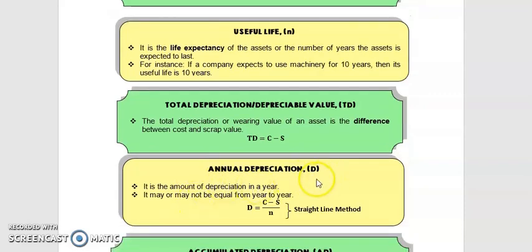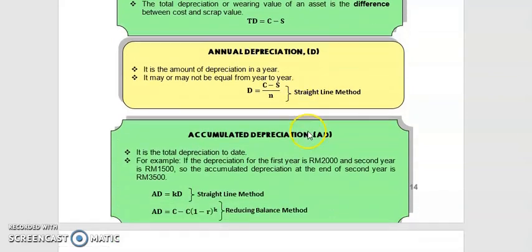Annual depreciation. Annual means by year. We use capital D here. Annual depreciation is the amount of depreciation in a year. It may or may not be equal from year to year. Why equal or not equal? Equal is for the straight line method, not equal is for the reducing method. This formula is for the straight line method. Later on, I will show you the formula for the reducing method.